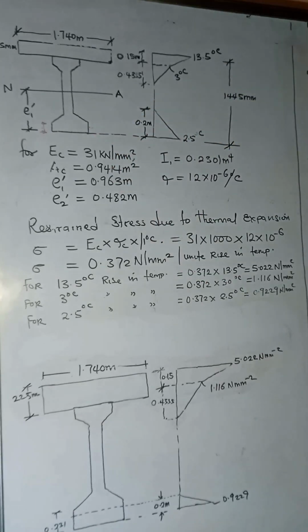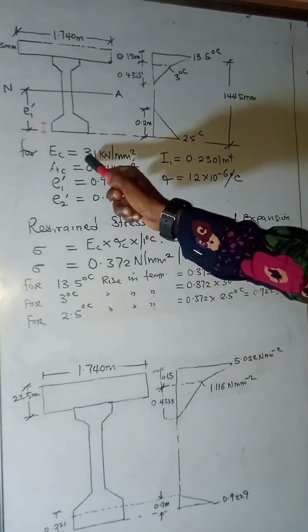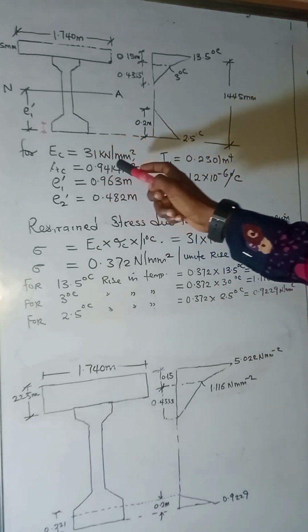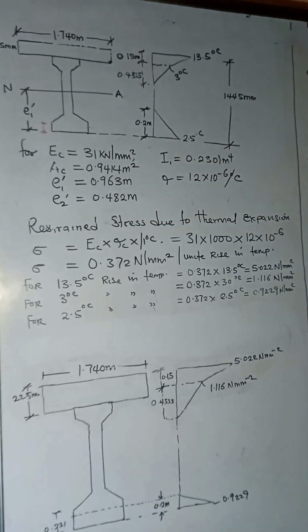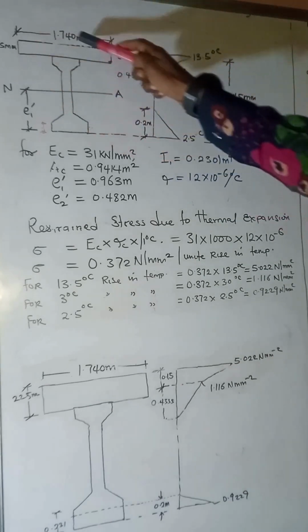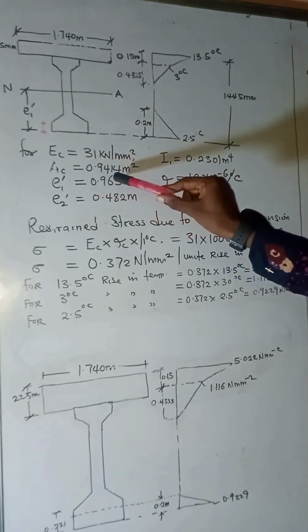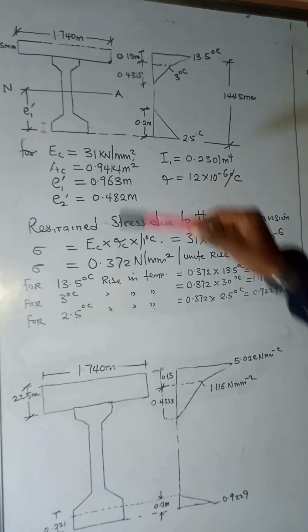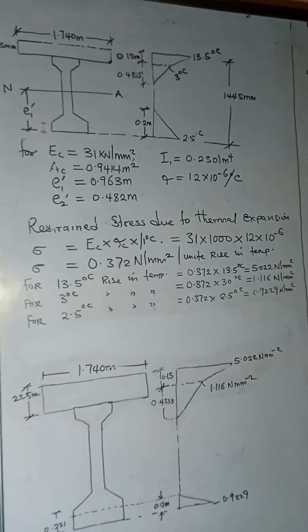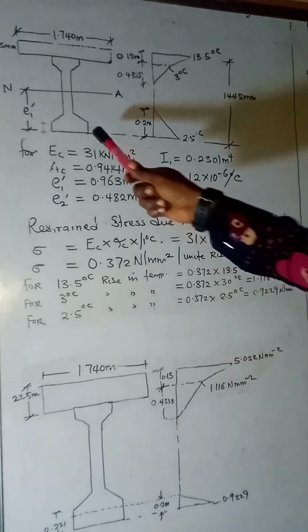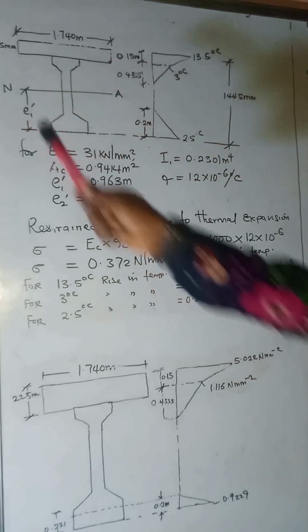Okay. So now let's look at some of the information we've gotten from the code. The modulus of elasticity of concrete, we've gotten it from our code, 31 kilonewton per millimeter square. Now the concrete area, which is the area of this composite section, is gotten to be 0.9414 meter square.